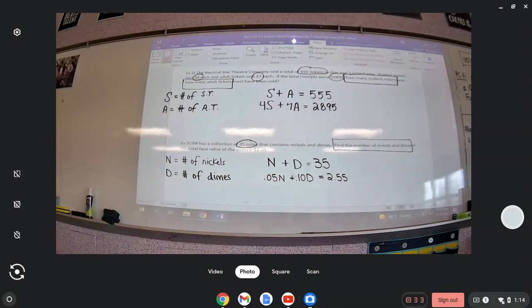So if you wanted to get rid of the decimals, as long as you move the decimals an equal number of spaces, the same, then you can get rid of the decimals. And then you could use 5N, 10D, and 255. A lot of students, though, they always forget about the 255, and they leave that as 2.55. Do what you got to do.